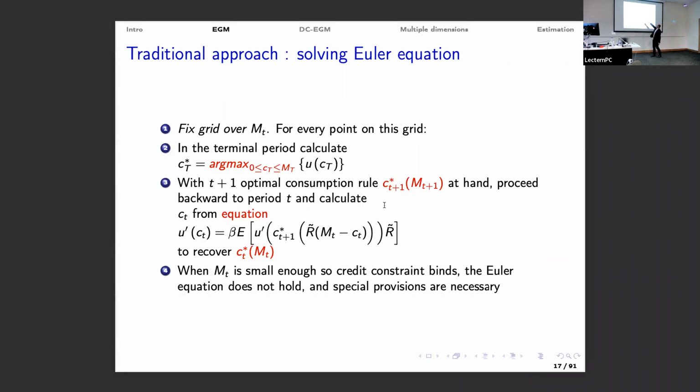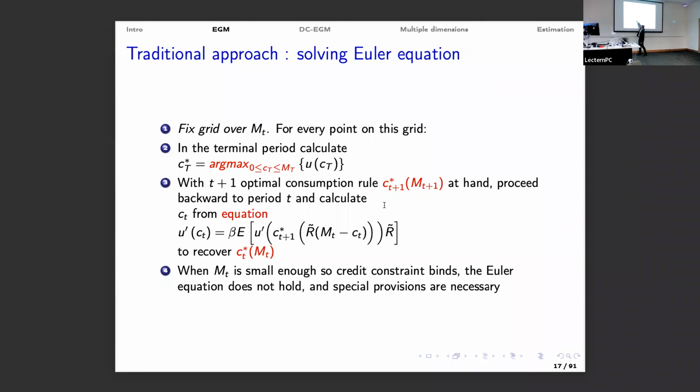And so what do we do? Again, we fix the grid over wealth, over our M. So we fix the points of wealth where we will solve the consumption problem. At the terminal period, the policy function is the argmax. Again, it's very simple. And then we're doing backwards induction and solving the Euler equation, now written like this, solving the first order condition by plugging in the optimal consumption one period ahead.